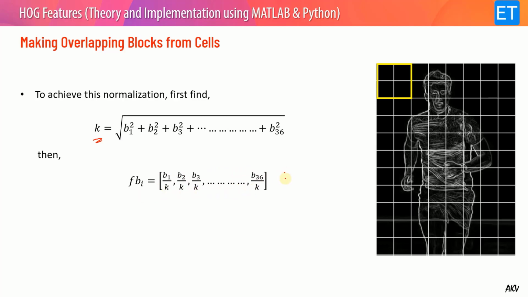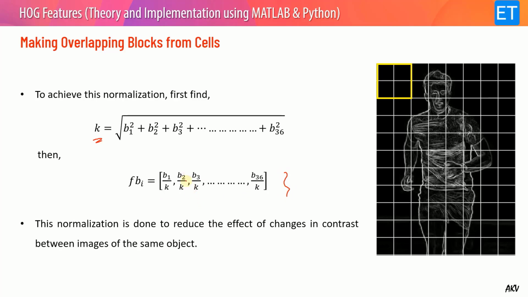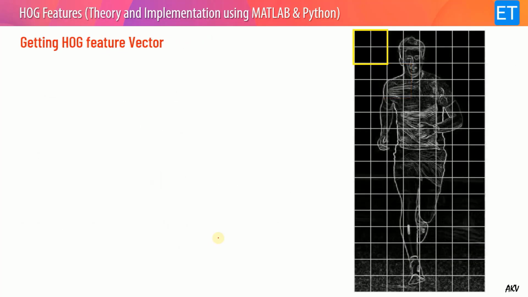So this is how we get the magnitude normalization. This normalization is done to reduce the effect of the changes in the contrast between the images of the same object in an image. So now let's see how the HOG feature vector is calculated after having these blocks.